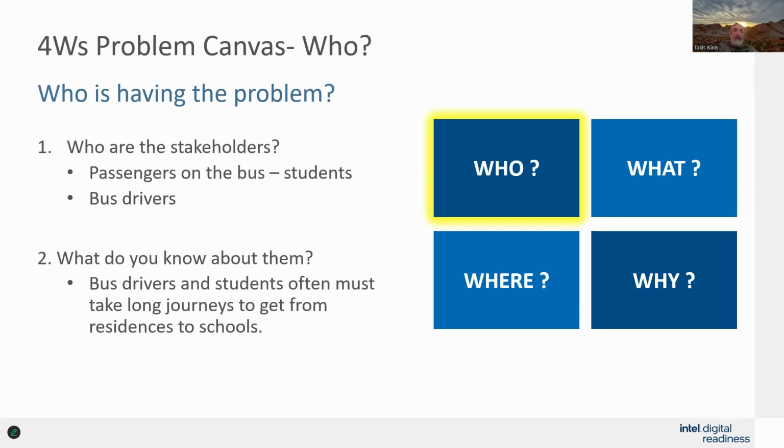All right. So we go through this matrix here and we ask first, who's having the problem? So who are the stakeholders? Who's involved? Basically the passengers on the bus, right? Okay, so maybe this is a school bus, even more scary. Be extra awake on that one, right? And the bus drivers, and maybe the people that own the bus company too. What do you know about them? The bus drivers and students often must take long journeys to get from residences to schools, right? So we ask who's involved.